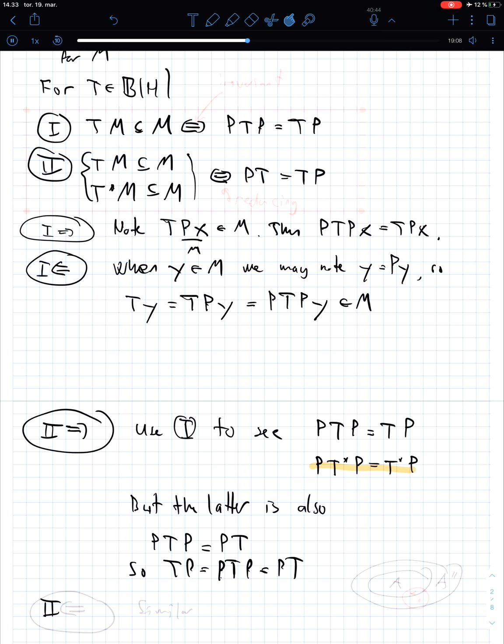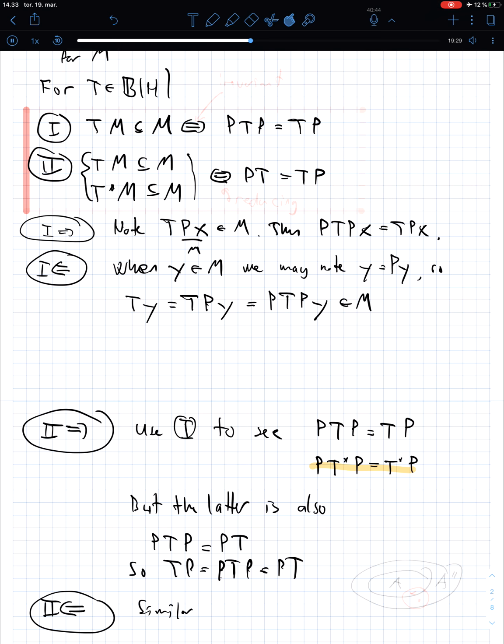And this one, I'll just write similar. It follows by the same argument. You can sort of stick together the information that I have from T and T star separately. Okay, so this is sort of easy to see, but it's really a key observation.